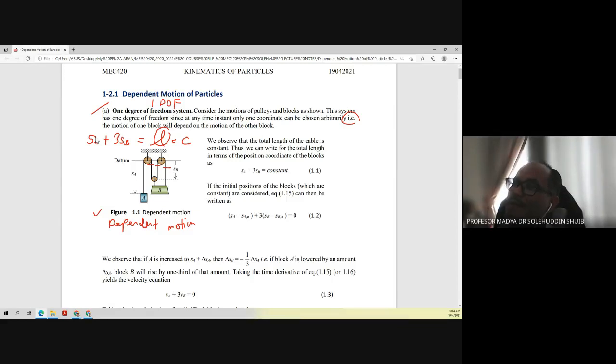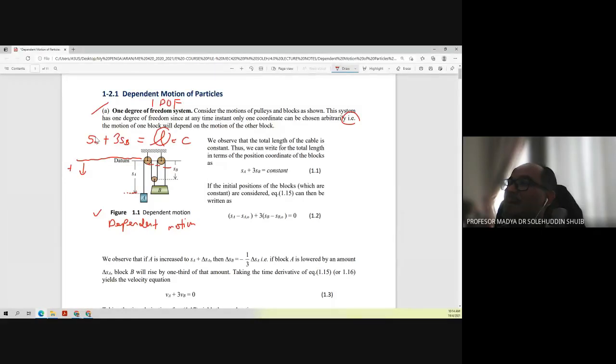From here we have to choose the datum, and we take going down as positive. So SA is measured from the datum to this location. Same thing here, we have SB measured from this datum to the center of the pulley. I name this equation as equation 1.1.